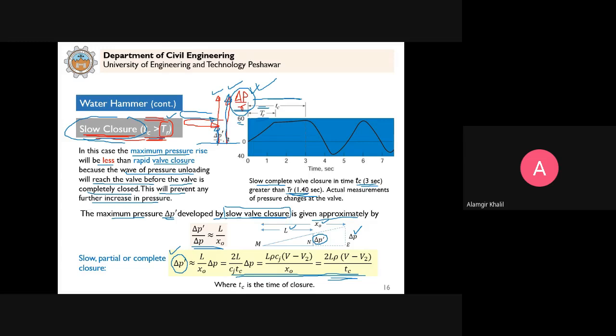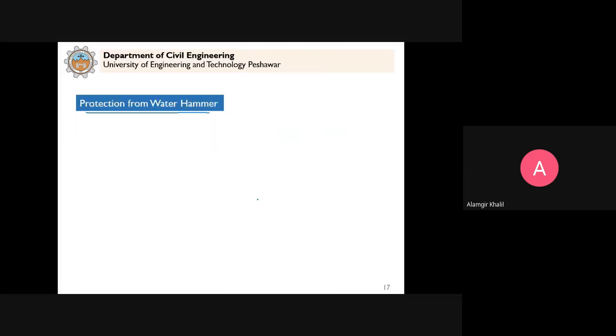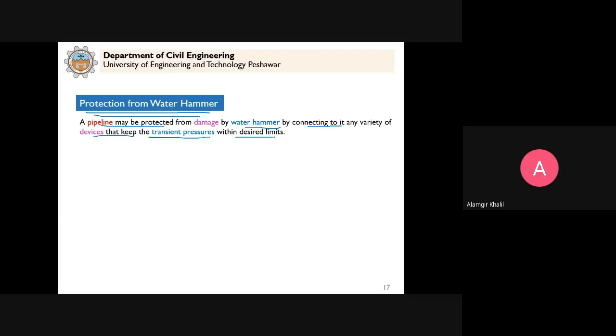Now, as I said, this water hammer is undesirable. How can we protect against this water hammer? Because water hammer can damage the pipes, it can burst the pipes. So a pipeline may be protected from damage by water hammer by connecting to it any variety of devices that keep the transient pressures within desired limits. These are given in your textbook.